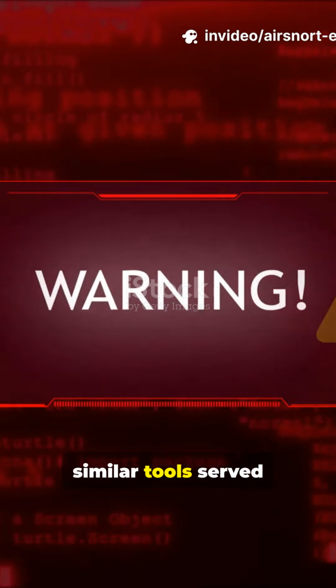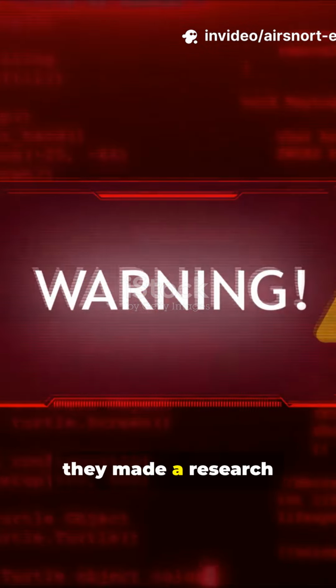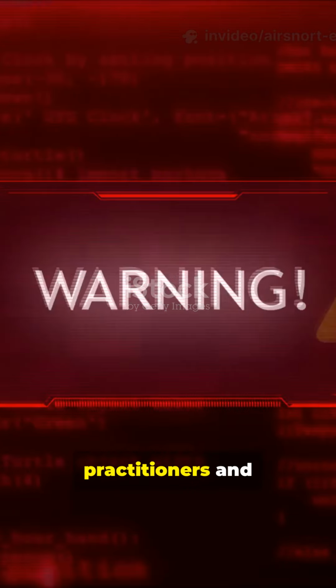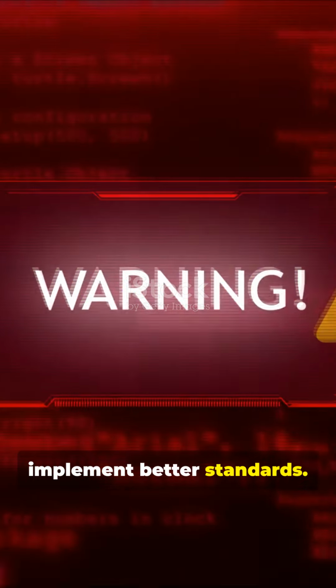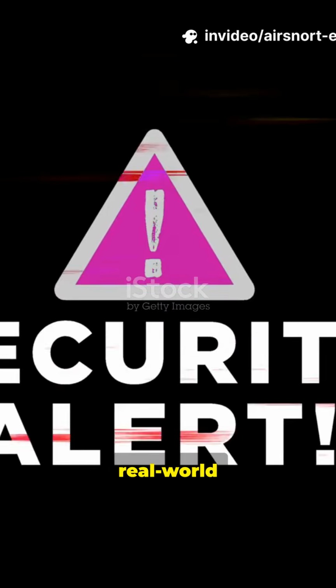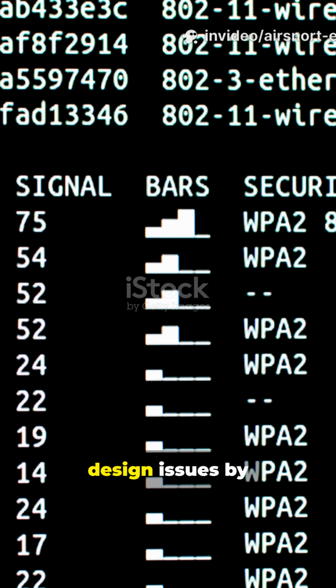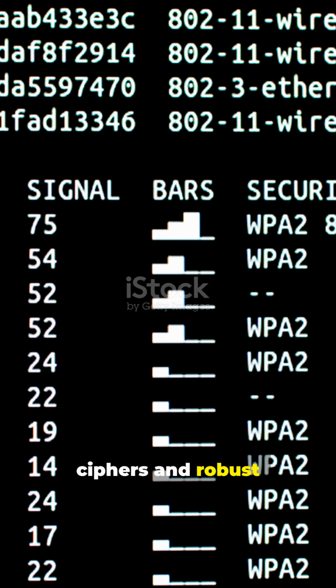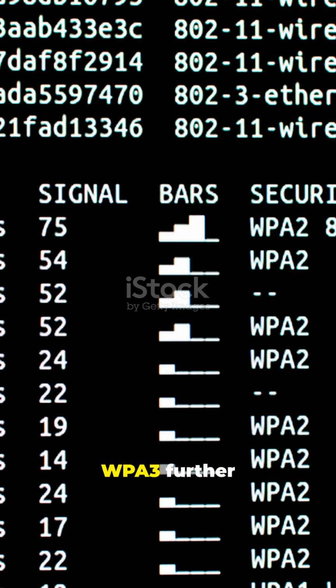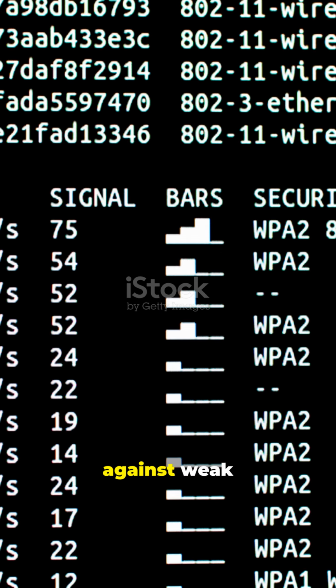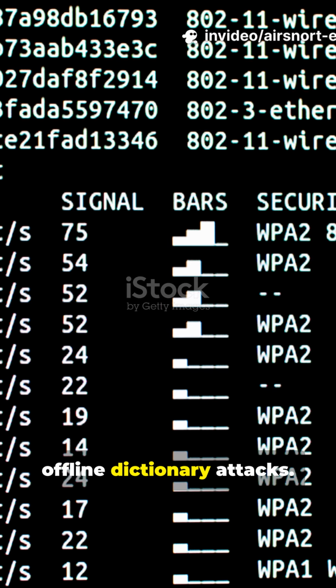AirSnort and similar tools served an important role. They made a research result obvious to practitioners and drove vendors to implement better standards. The broader lesson, cryptographic design matters and real-world implementation choices can break security. WPA2 and the newer WPA3 addressed those design issues by using stronger ciphers and robust key management. WPA3 further improves protection against weak passwords and offline dictionary attacks.